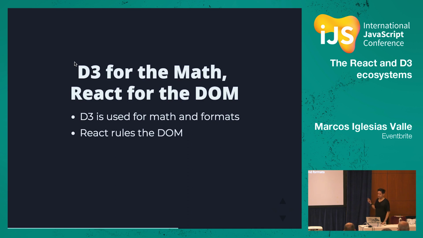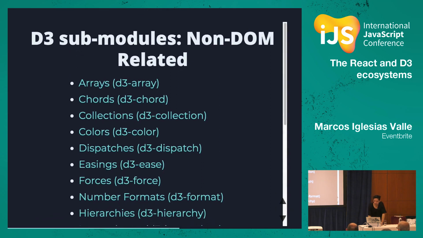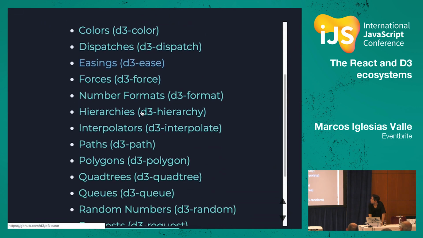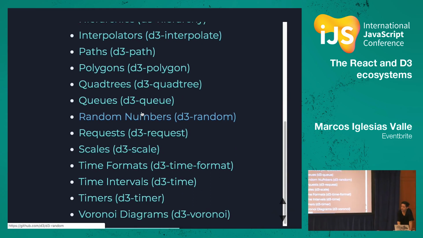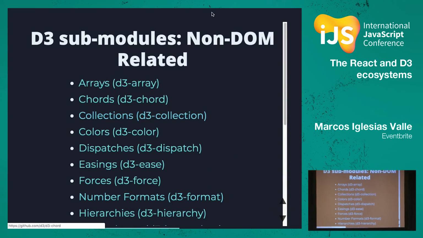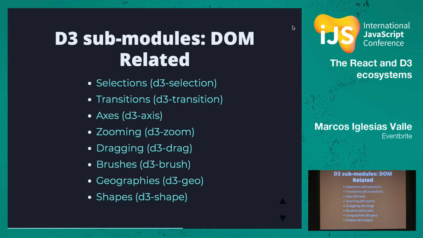This strategy is based on the amount of D3 modules that don't actually use the DOM. So we have all these modules that are different repos, are part of D3, and they don't really use the DOM. So we can use them in our application. And then for these modules, these are the ones that we select, we use on the DOM. So we have selections, so that we will use React. It's going to be rendering the React way, and that's not a problem.